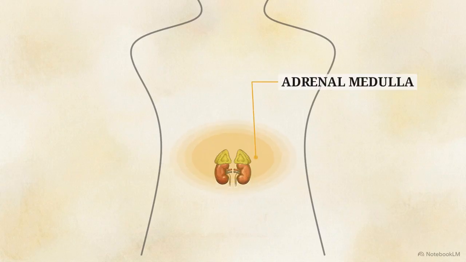We can locate the source of one of these key chemical messengers. These two glowing nodes, sitting just above your kidneys, are the adrenal medulla. This is the exact production site for adrenaline.